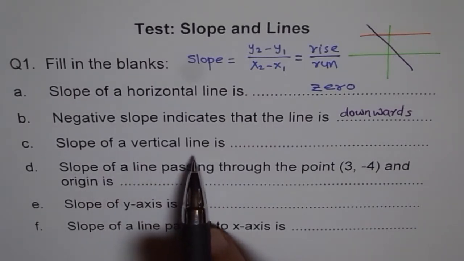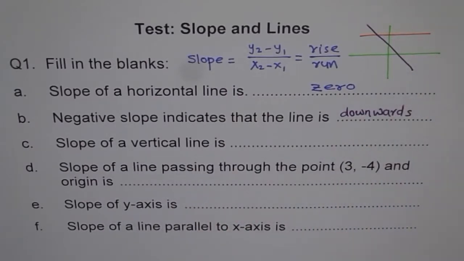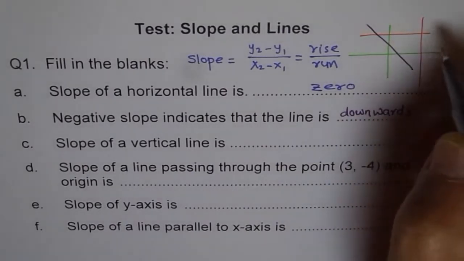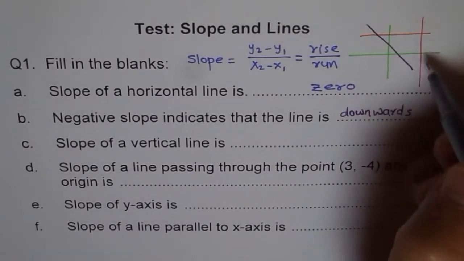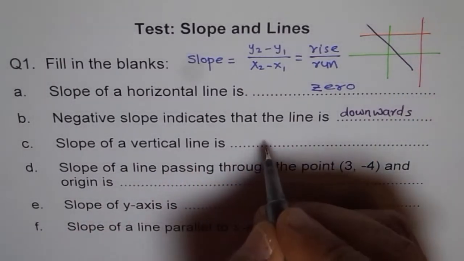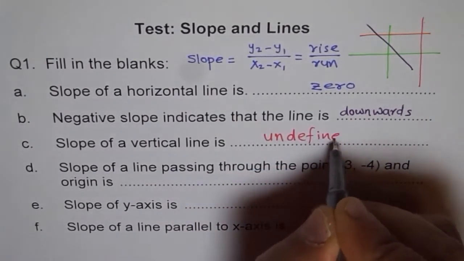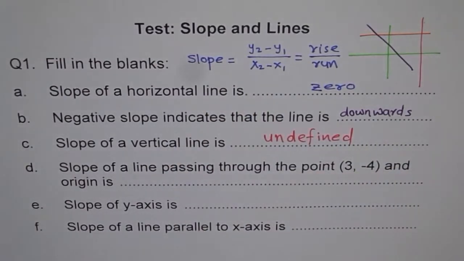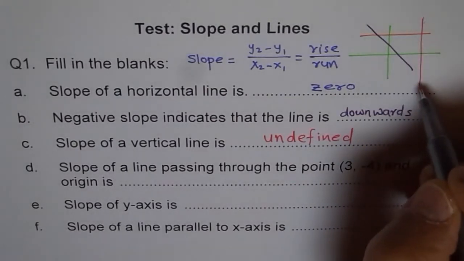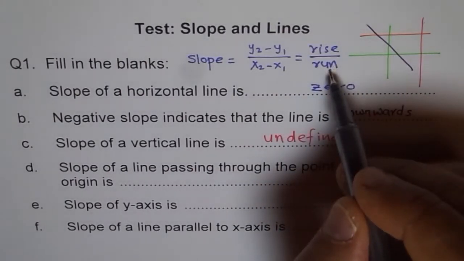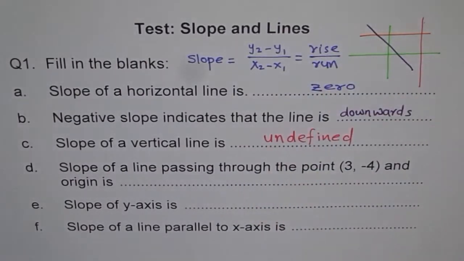Slope of a vertical line is. Now here, vertical lines again rise over run. Think like this. Rise is, it keeps on rising, but run is 0. Something divided by 0 is undefined. So slope of a vertical line should be undefined, right? These are some of the most important questions, and I've seen so many times students really getting them wrong. Now you will understand. That is my vertical line. There is no run here, right? So run is 0. Something divided by 0 is undefined.